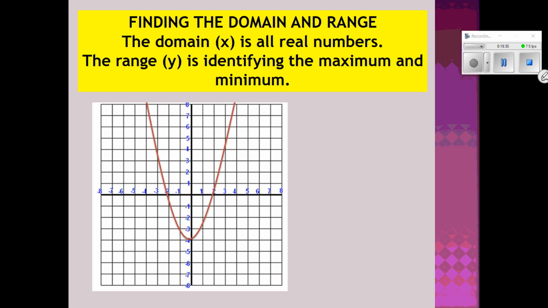For this one, again, for the domain and the range, there are no arrows, there's no points. So we assume that there's arrows at the end. So the domain would just be all real numbers. For the range, we're going to use y because we are on the y-axis. It starts at -4 and it's greater than or equal to -4 because it's going up. So the range is y greater than or equal to -4.